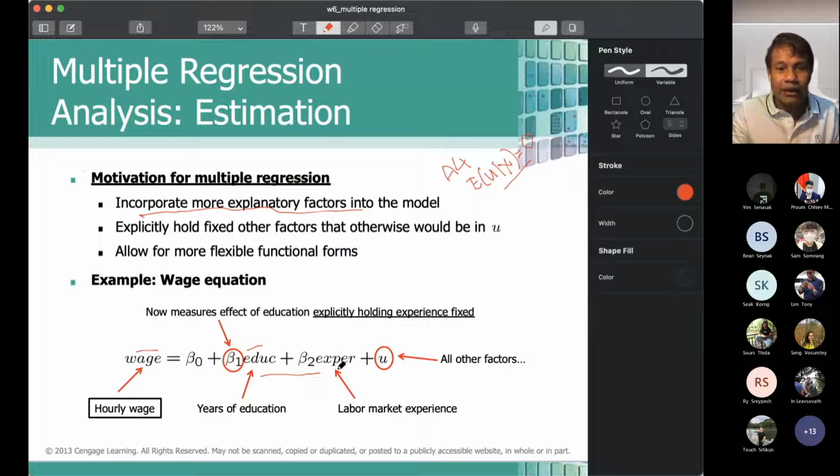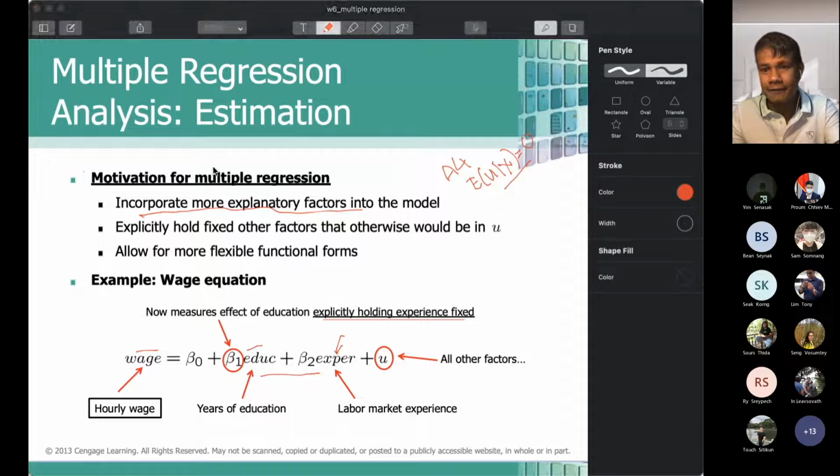As you can see, we include more variables, and now we can interpret it by measuring the effect of education explicitly holding experience fixed, or we control for experience in our model. Right? This is the motivation of using multiple linear regression. Do you understand the motivation of using multiple linear regression?